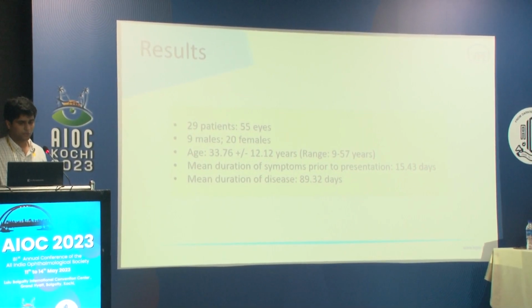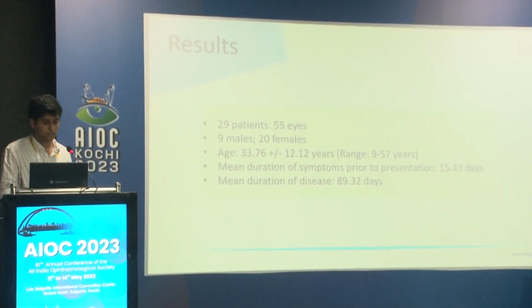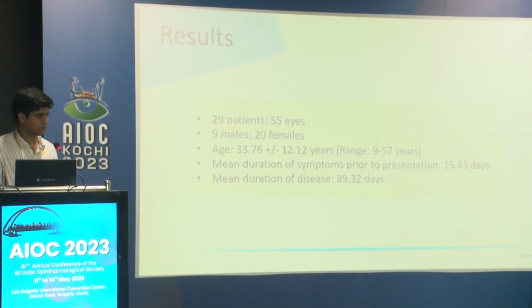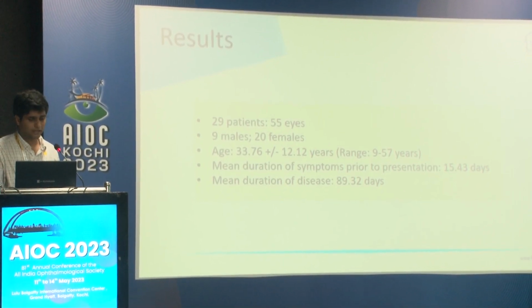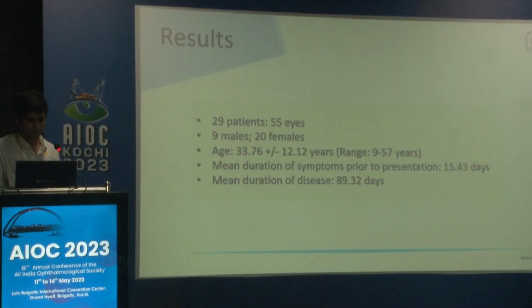Our cohort included 29 patients and 55 eyes, and we excluded 3 eyes because of poor image quality. We had 9 males and 20 females, with the average age being 33 years, ranging from 9 to 57 years. The mean duration of symptoms prior to presentation was around 15 days, and the mean duration of disease was around 90 days.